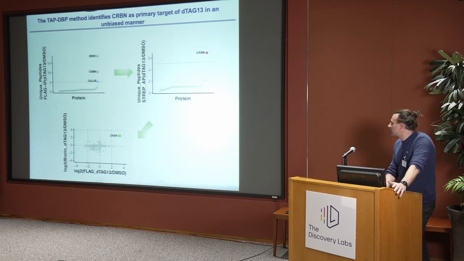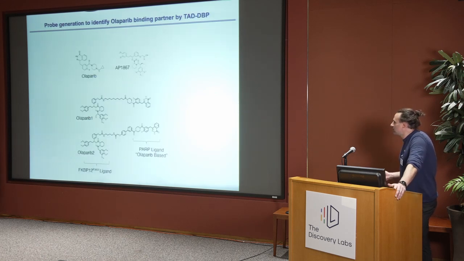What about other drugs? In collaboration with Joe Salvino at the Wistar Institute, we utilized olaparib. Olaparib, for those of you who don't know, is a very good inhibitor of PARP1. Again, this is the FKBP ligand, and this is the olaparib. We designed two molecules, olaparib 1 and olaparib 2. Olaparib 1 has a more flexible linker. Olaparib 2 has a more constrained linker.